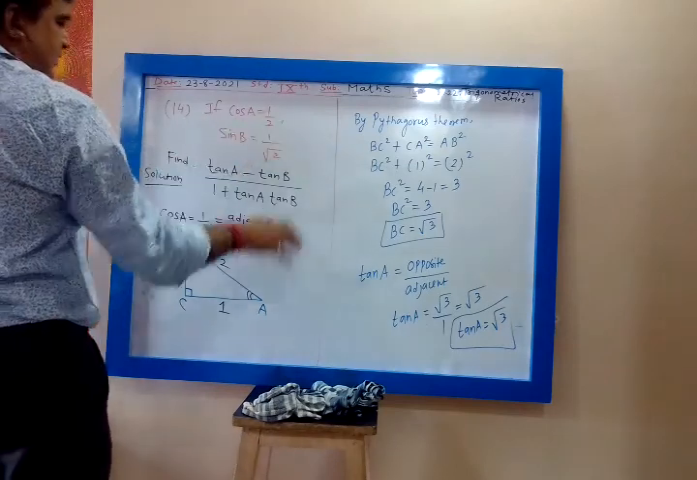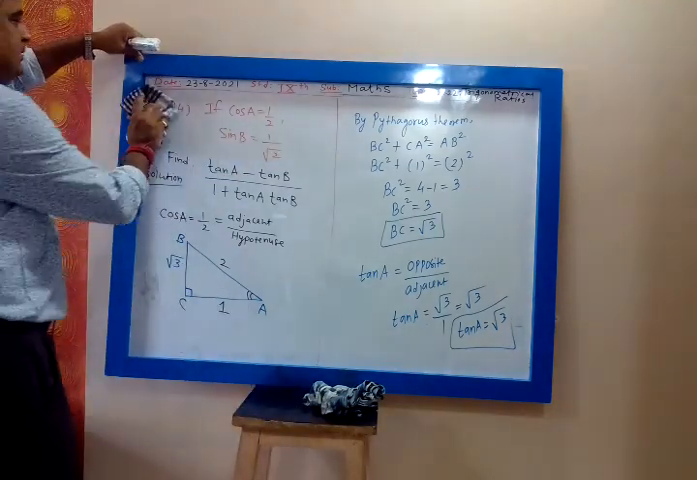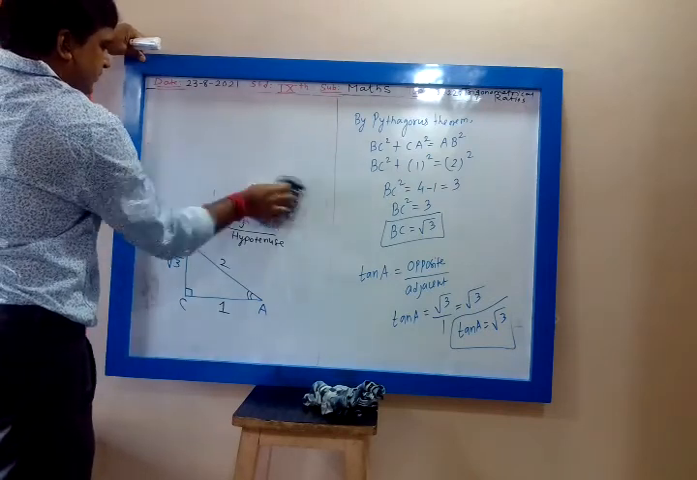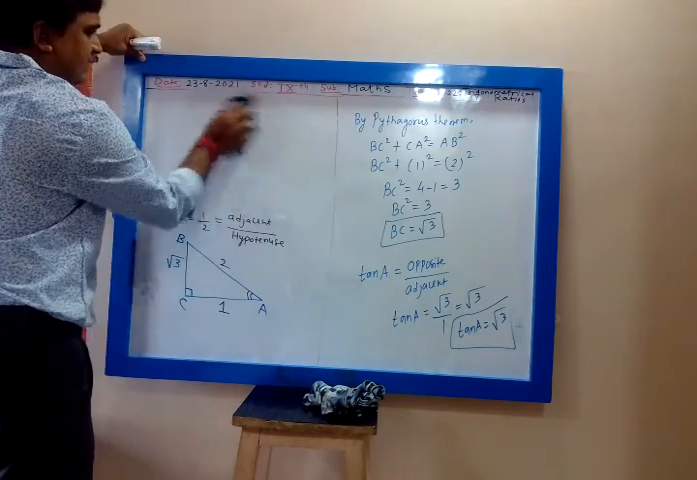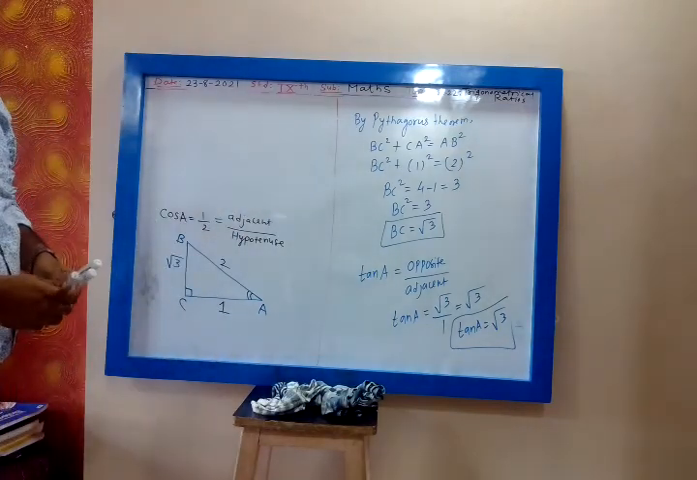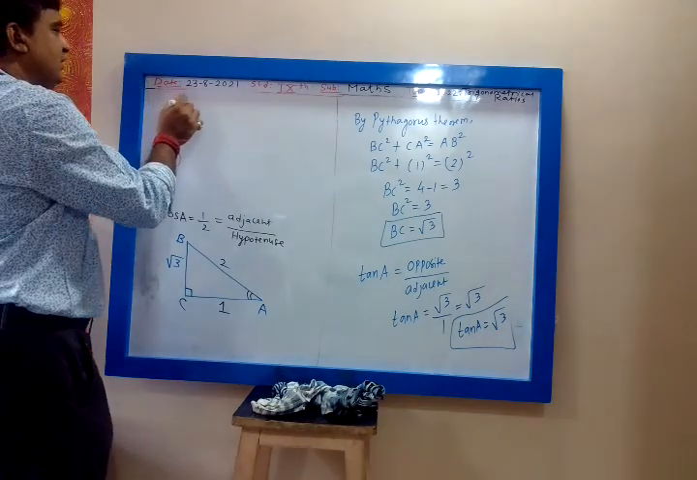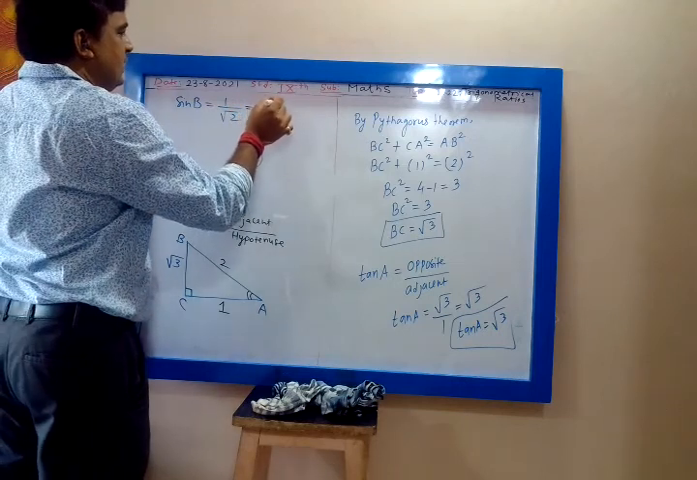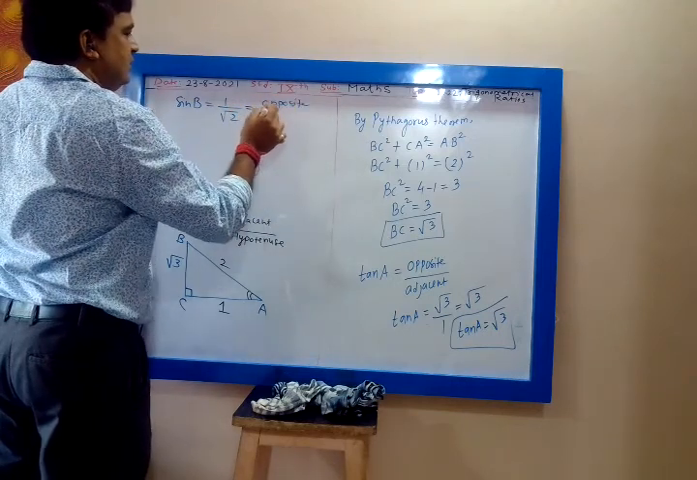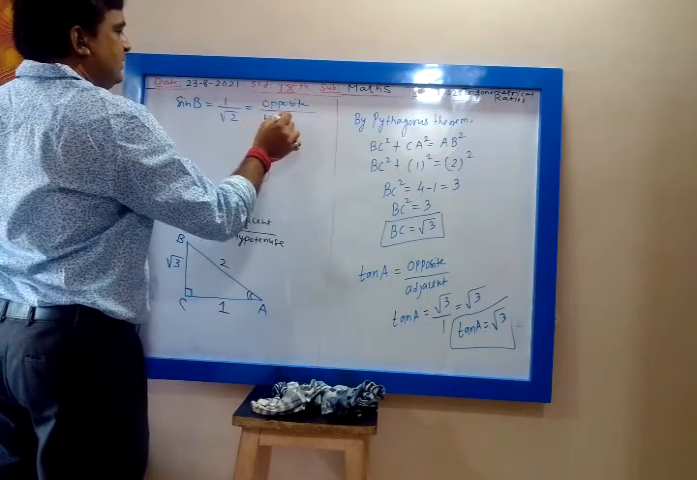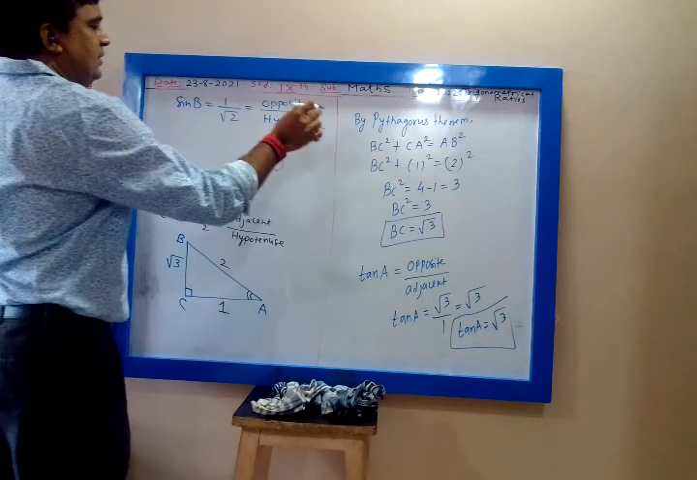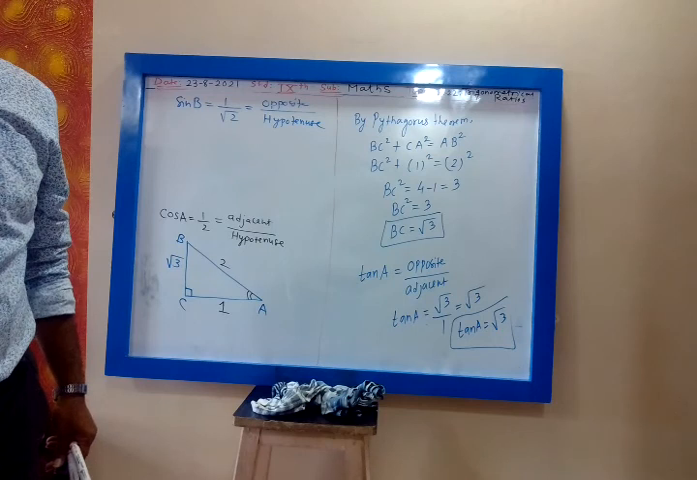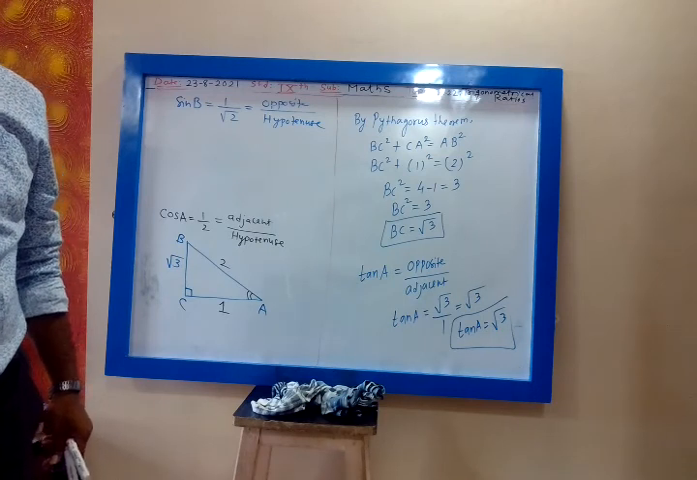Now consider sin B is equal to 1 by root 2 and find tan B. Okay. Are you following this? Sin B is equal to 1 by root 2. What is sin? Opposite upon hypotenuse. Sin B is opposite upon hypotenuse.